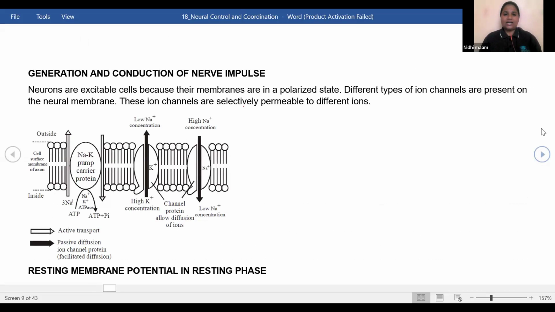So this is a brief introduction to neural control and coordination. Now we will solve some questions and again I will explain the concepts.